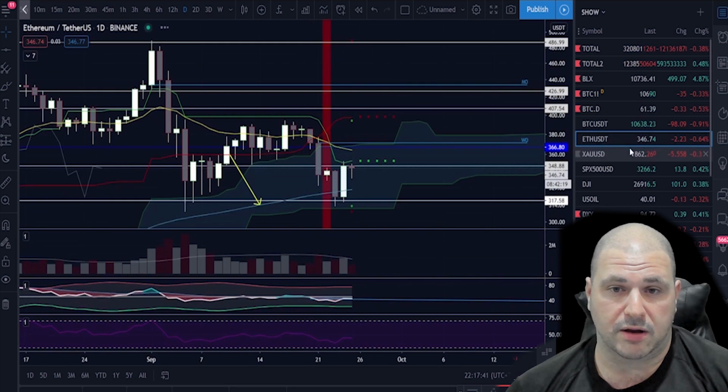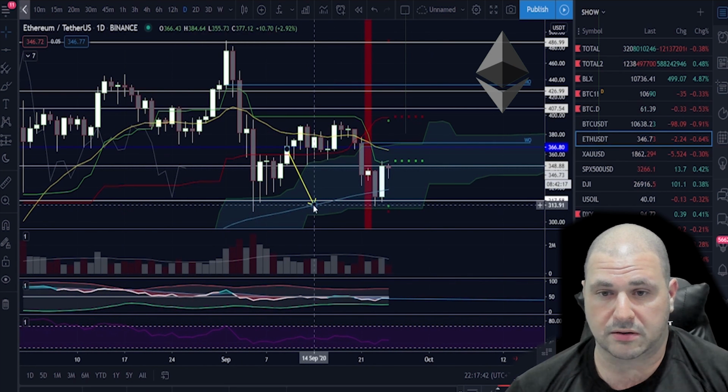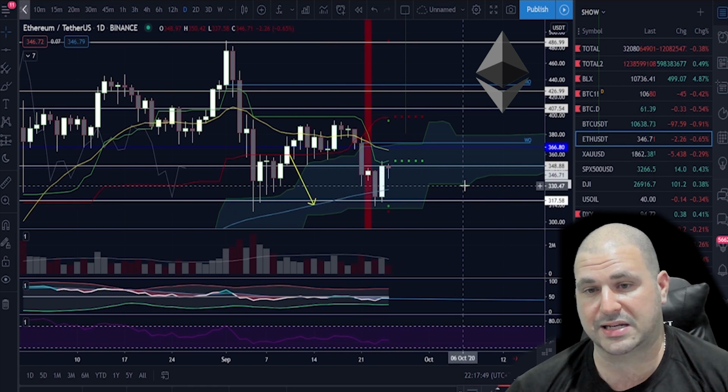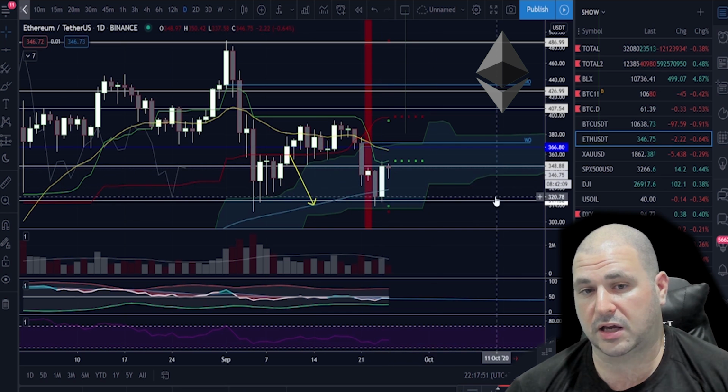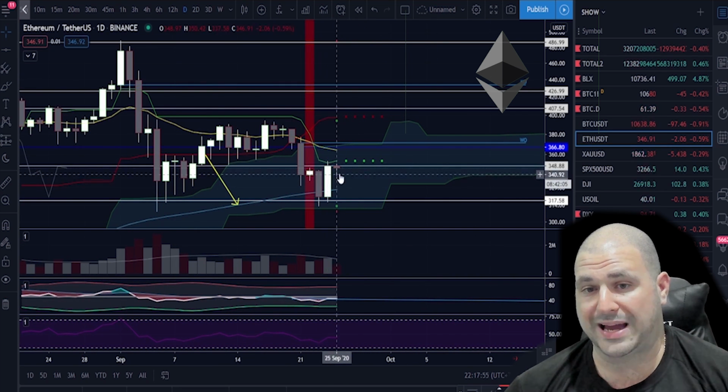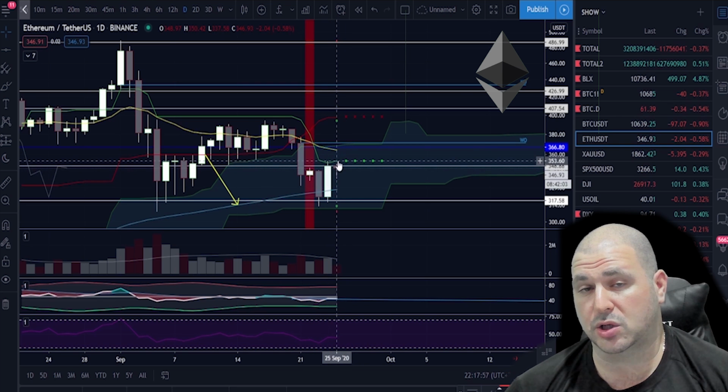Then we look at Ethereum. Ethereum, like I said, would come down to that level. And it did exactly come to this level right here, 313. It literally directly tapped it. Then we had a bullish engulfing candle, but look what we have here. It did not close above this level, and we have a hangman potentially forming.